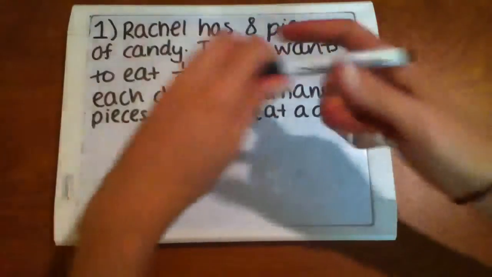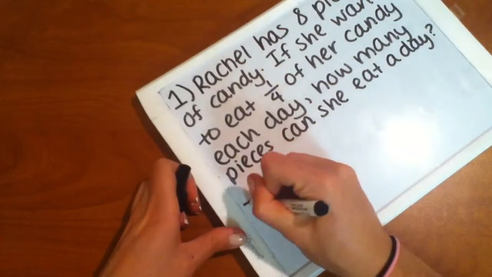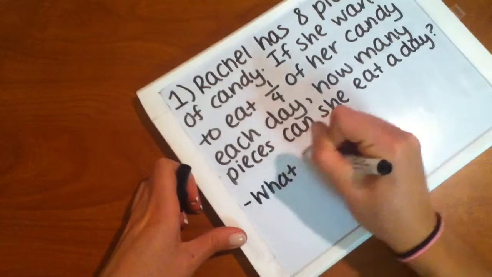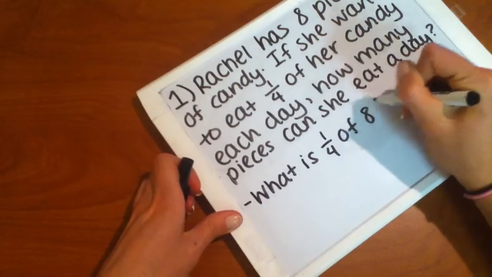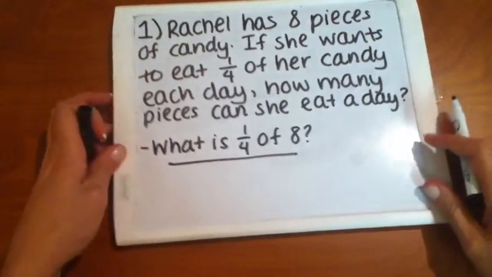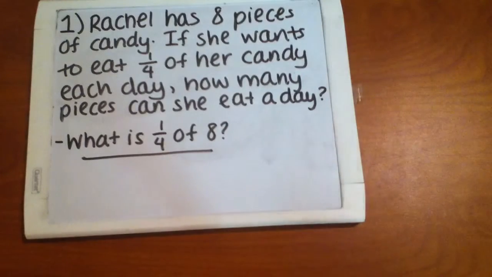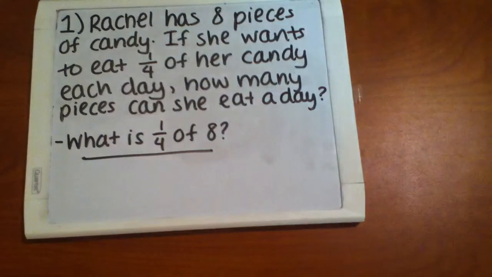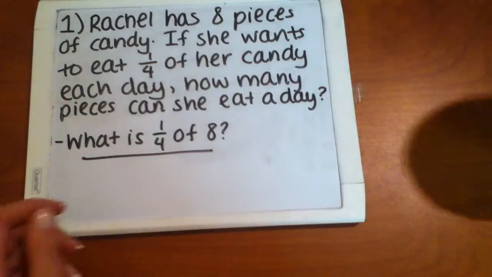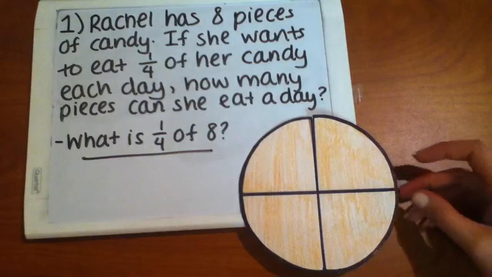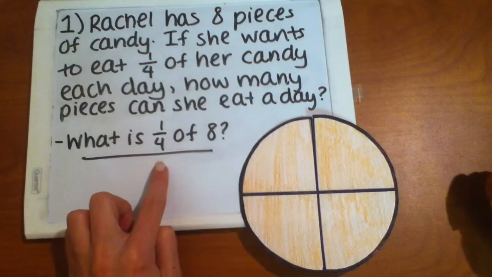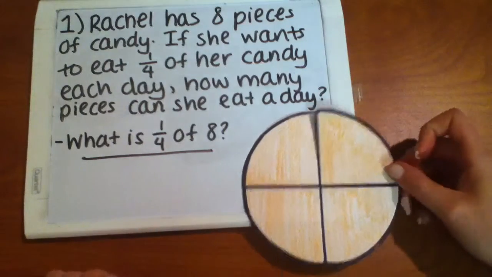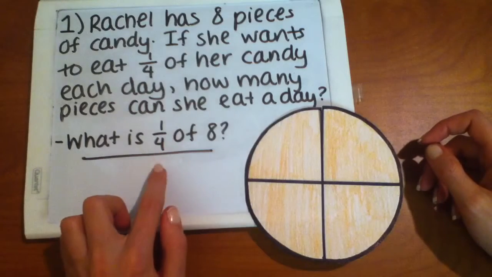So what the question is really asking us is, what is 1/4 of 8? That is our main question that we need to solve. So to figure this out, we can use an area model that will help us. So I first have an area model of a whole divided into 4 equal parts, because our fraction is 1/4, which means that our whole is divided into 4 equal parts. So we want to know what is 1/4 of 8.